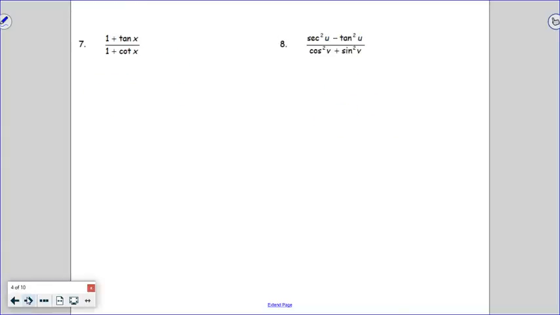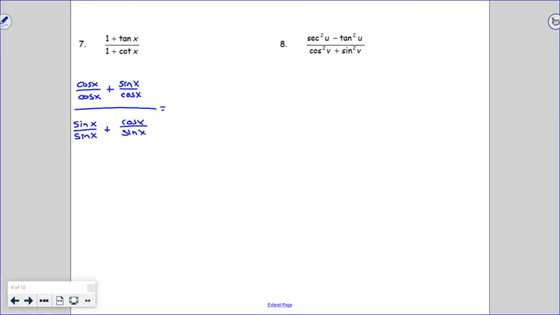Number 7, I decided to make the top and the bottom both into one fraction. So getting common denominators. Working on that numerator, I had 1 plus sine over cosine, which means I can replace that 1 with a cosine over cosine. And in the bottom, same idea. We had 1 plus cosine over sine. And again, I could replace the 1 with sine over sine, so they have a common denominator.